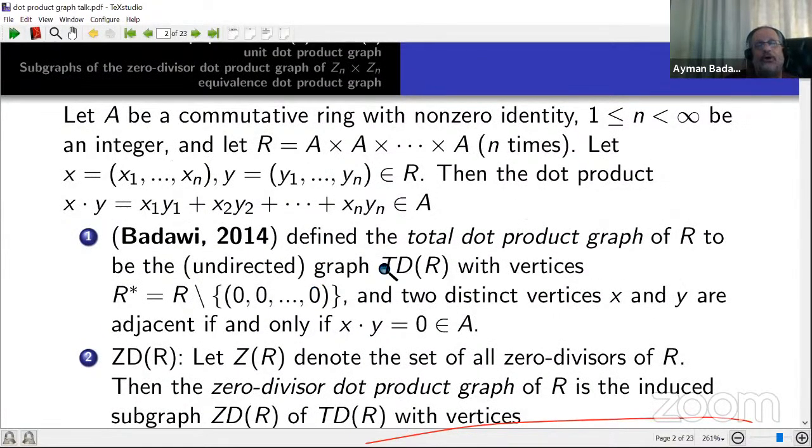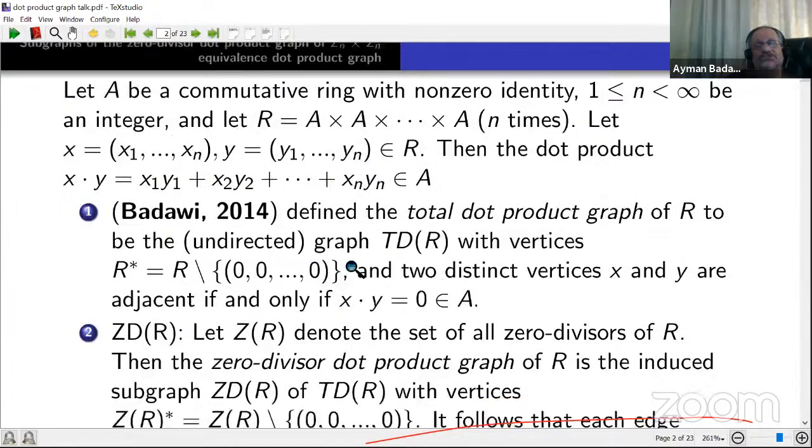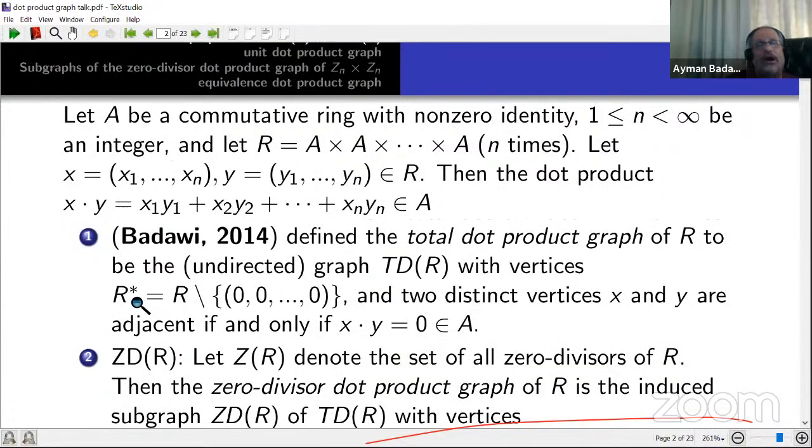To follow my talk, you only need to know the definition of the total dot product. And you need to know what R is. R is a product of n copies of commutative rings. Okay.